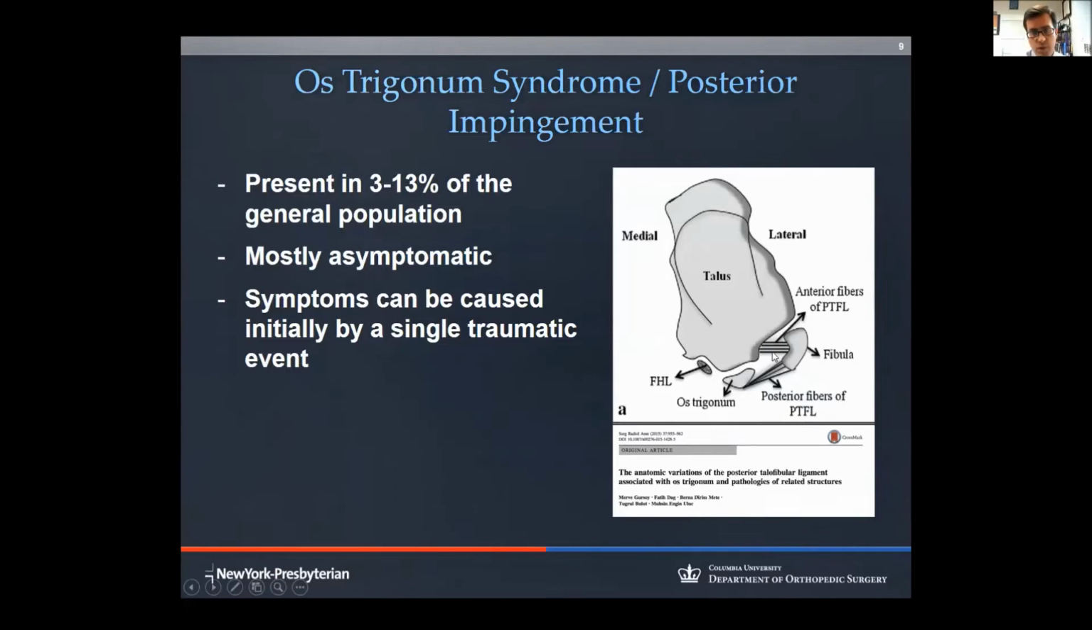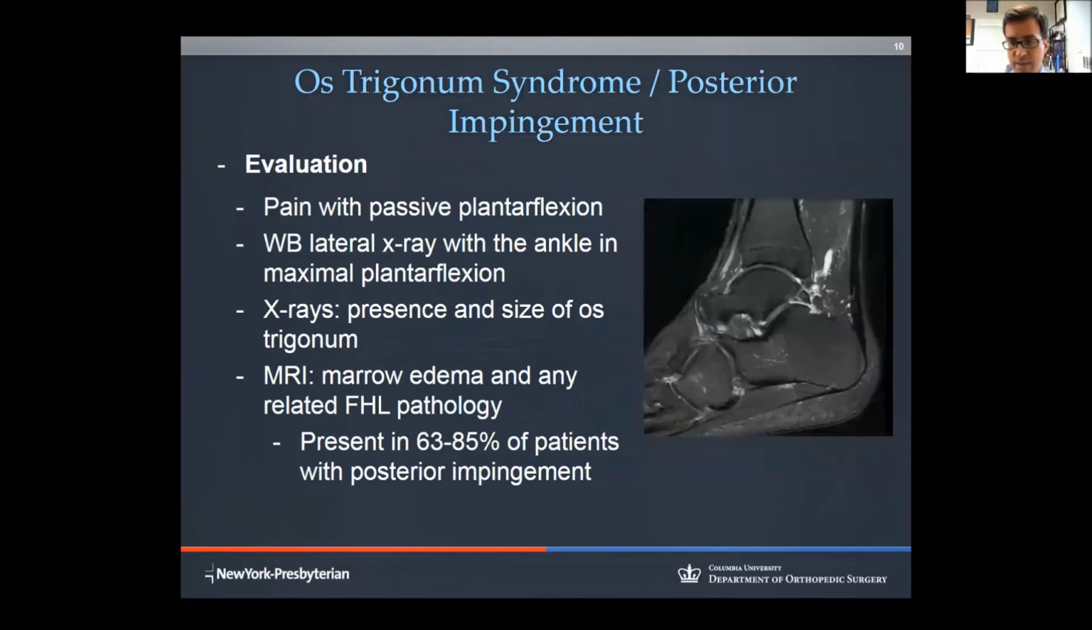The evaluation of these patients, basically, the pathognomonic finding is pain with passive plantar flexion. So they just get pain in the back when you plantar flex them. On x-rays, you'll see whether an os trigonum is present, and if so, how large it is, whereas an MRI will show either marrow edema within the os trigonum itself or in the tibia above or the calcaneus below, or can show either thickening of that joint capsule or the FHL.